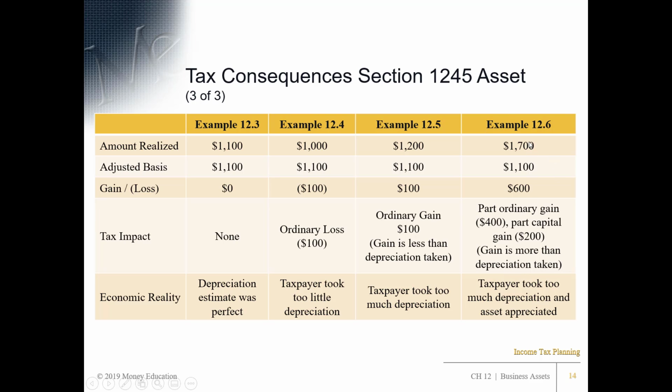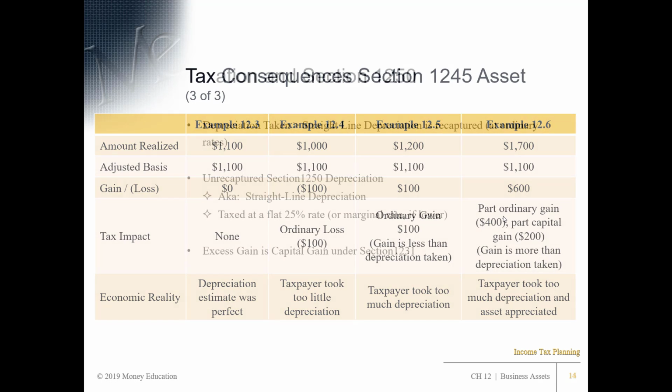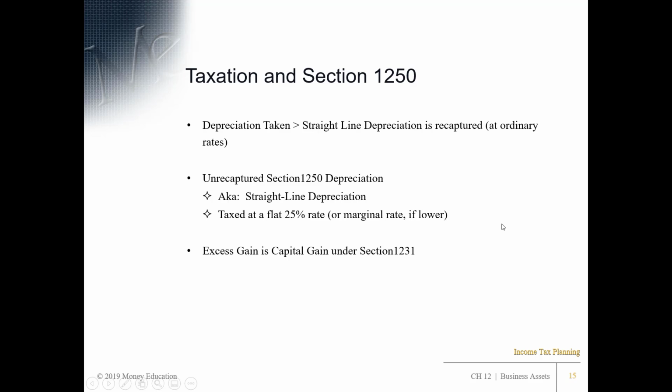Then there's the final example. He sells it for $1,700, which is more than the original amount, right? His adjusted basis is $1,100. He has a gain of $600. $400 is ordinary due to depreciation. The remaining $200 is capital, which means the gain is more than depreciation he took. We'll do examples of multiple choice questions with this after.